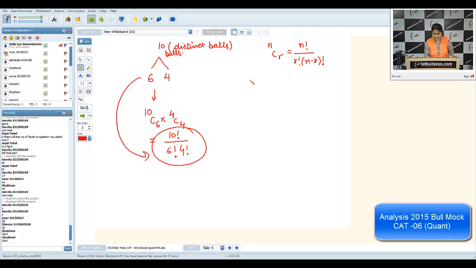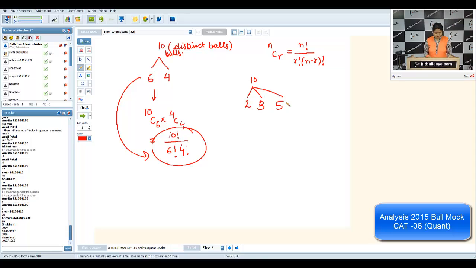I'm taking one more example. Let it be 2, 3 and 5. You again have 10 distinct balls and you want to make 3 groups out of that. One is of 2 balls, one is of 3 balls, one is of 5 balls. What should be the answer now? 10C2 into 10C3. No, Shashwat, please correct the second expression. It should be 8C3, because you are left with 8 balls.